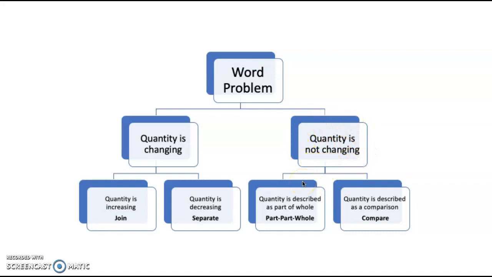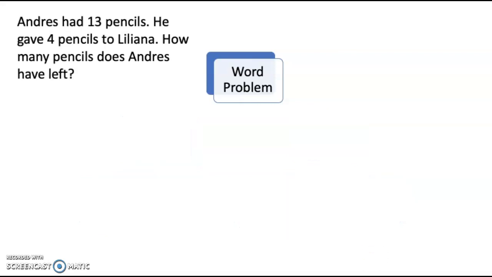Part whole problems involve the relationship between a set and its 2 subsets, while compare problems involve comparing 2 different sets. These problem types can be further classified by which quantity is unknown. But let's practice classifying word problems into these 4 types first. Let's look at this word problem.